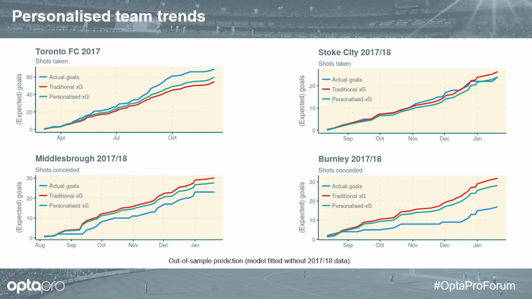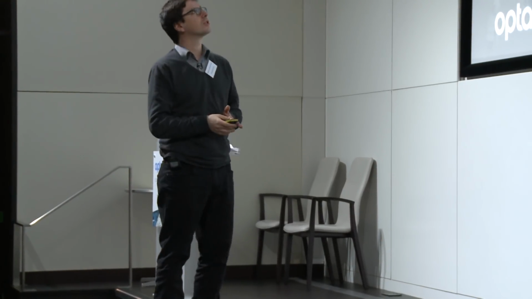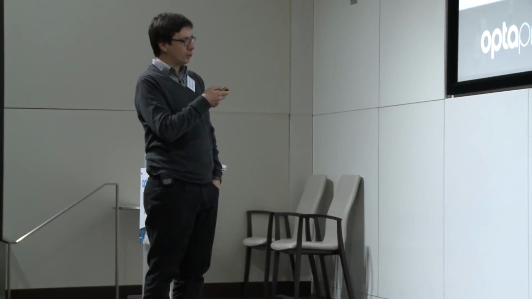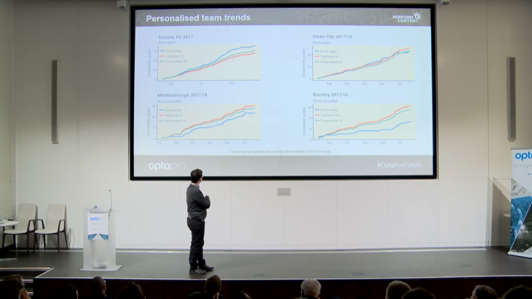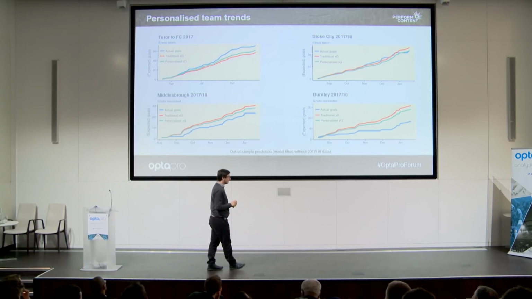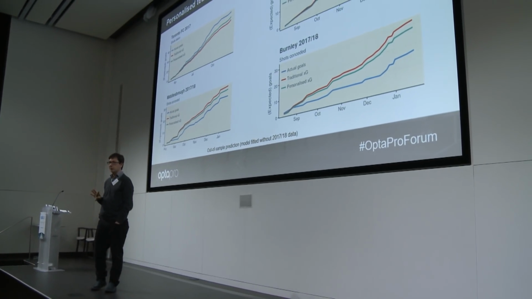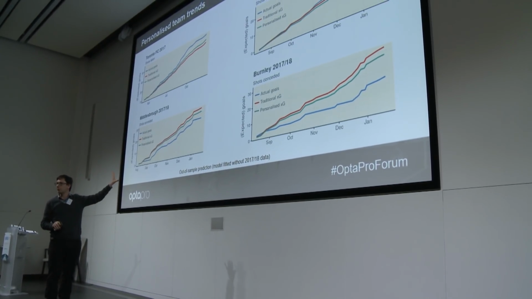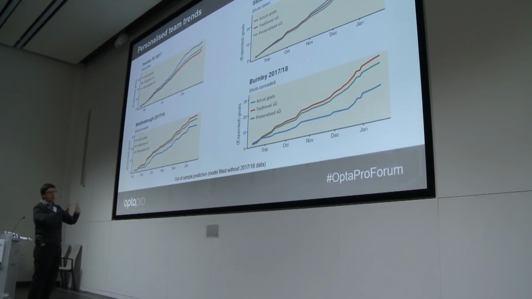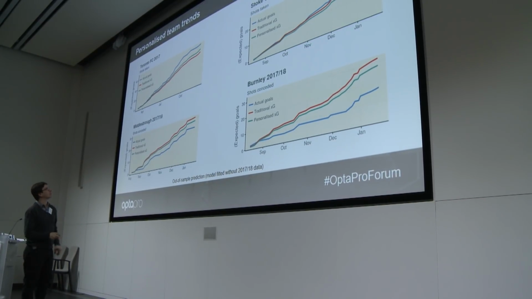So for each shot, we'll now take into account not only the location and the other characteristics, but also the individuals. And in terms of Toronto, we now see that the overperformance is still there, but it's not massive. By the way, I should point out that this green line is generated by a model that was fitted on the subset that does not contain this season. So this is purely out of sample prediction. So the model has not seen any of the shots that it's predicting here.